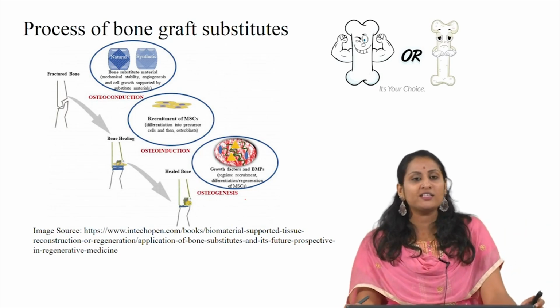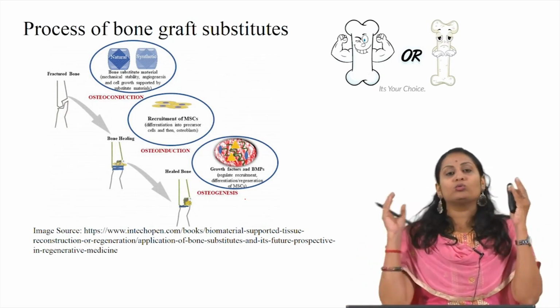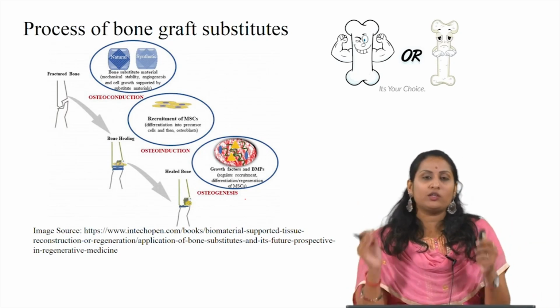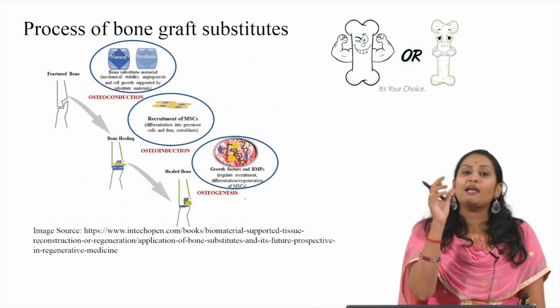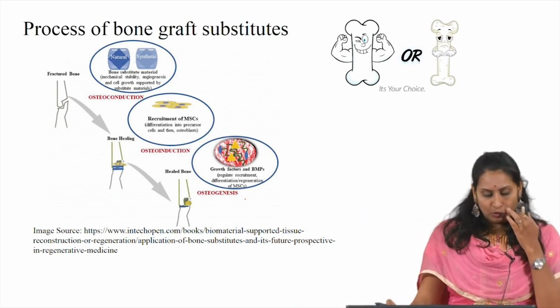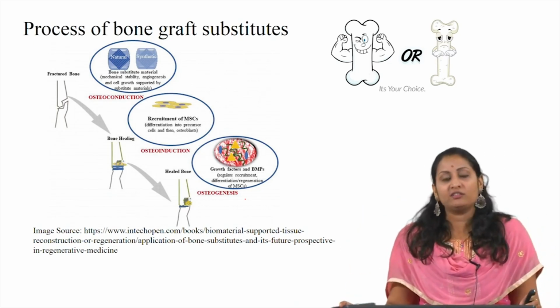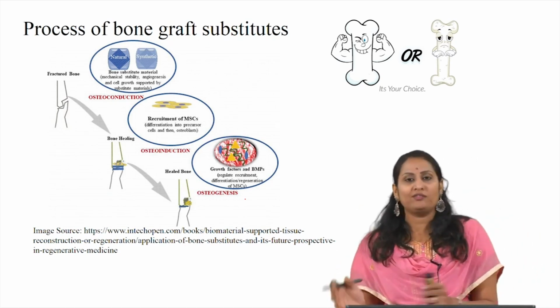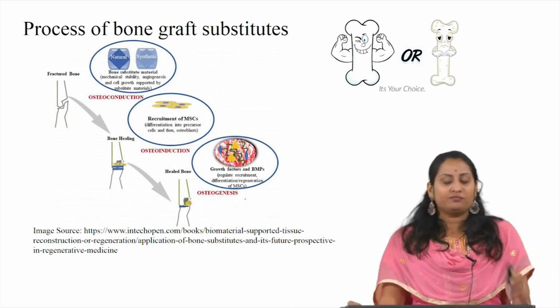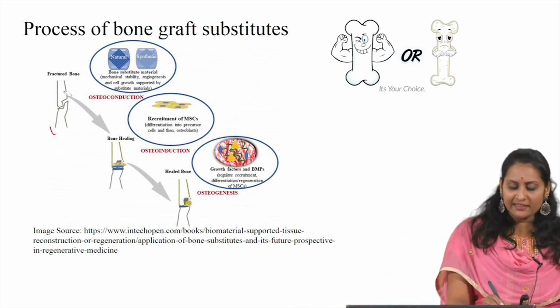To combine everything, the scaffold, cells and growth factors, leads to the development of an ideal bone graft substitute. This picture clearly depicts the properties of the ideal bone graft substitute. First, the first one, there is the fractured bone.